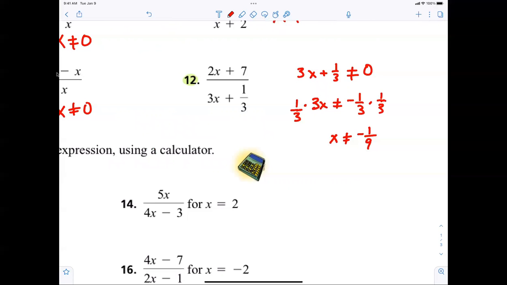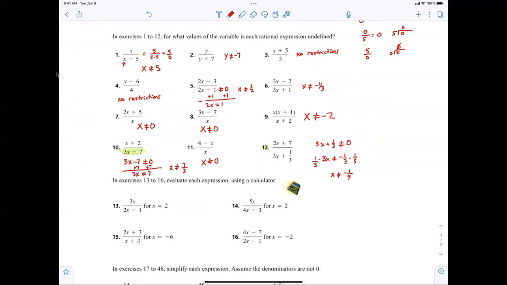Again, if you're not 100% sure of the directions, you are simply saying, set the denominator equal to 0 and solve it. That's how you find the restrictions. The reason that's the restriction is because if you were to plug that number in, you would end up with a 0 in the denominator. You're not allowed to have 0 in the denominator. All right. So there we go.